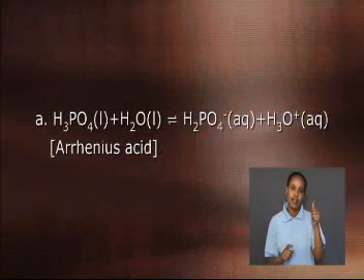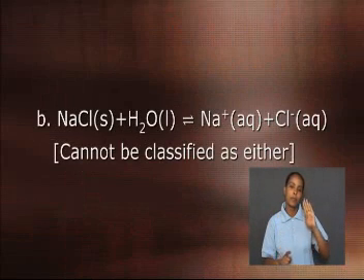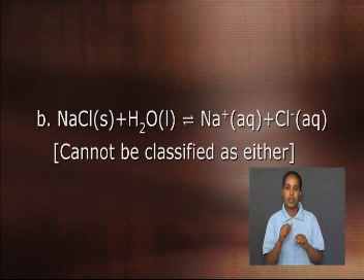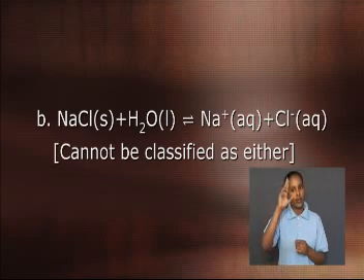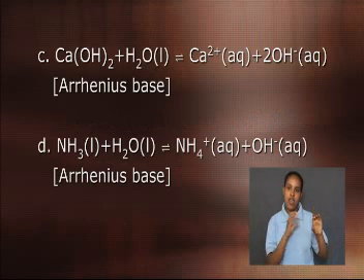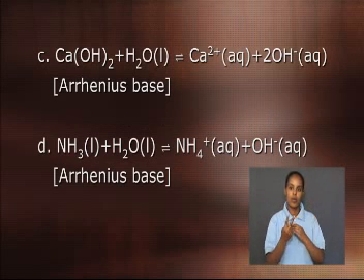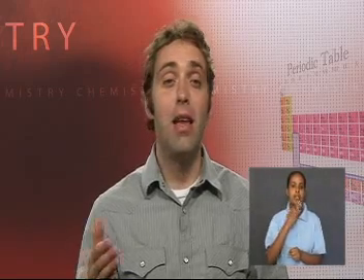Equation A is an Arrhenius acid. Equation B cannot be classified as an Arrhenius acid or as an Arrhenius base. Equation C and D are both Arrhenius bases. Students, let us finish our lesson by discussing some common household substances that contain acids and bases.